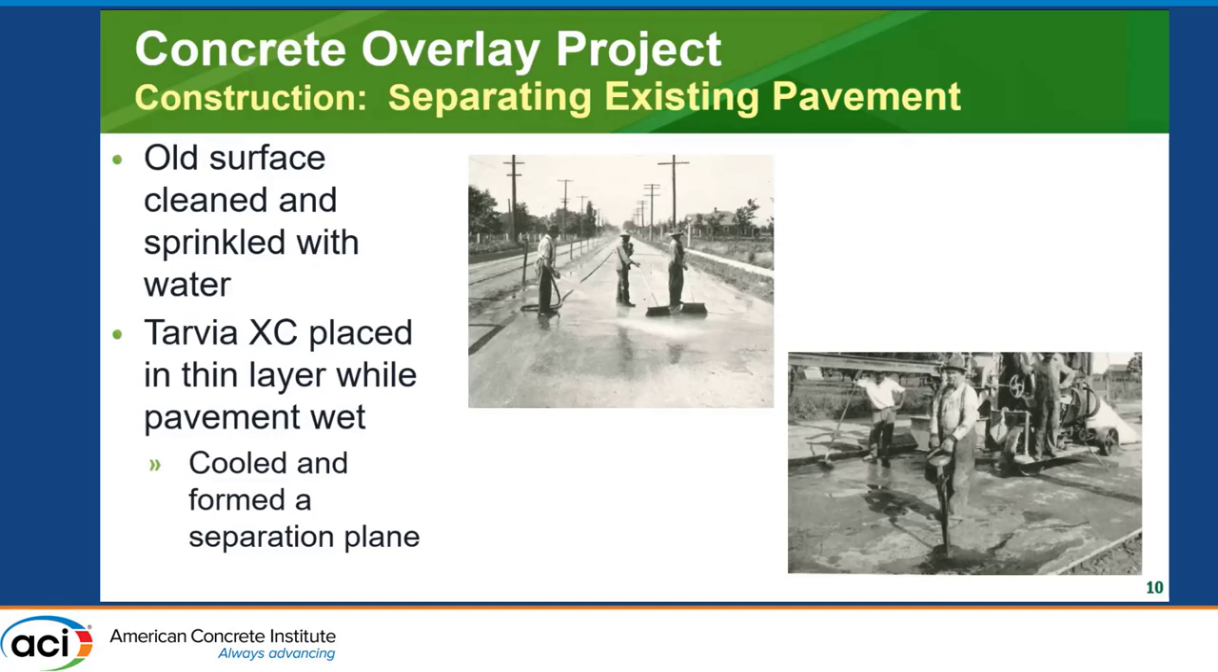So in essence, it was kind of serving as a separator layer, or what we would call a debonding medium in today's terms when we're talking about an unbonded overlay. So in many cases, this probably could be assumed to be like an unbonded type of a concrete overlay. And the photo on the right-hand side shows the Tarvia XC being placed by hand.